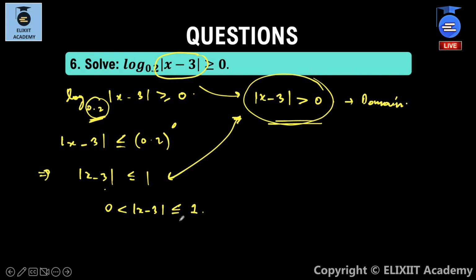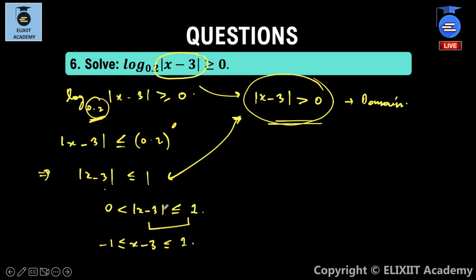Now these types of inequalities we have solved previously in basic mathematics. I hope you remember modulus inequality. Here we are not including 0. We are excluding 0. So mod of x minus 3 is less than or equal to 1. From this particular portion, what will we get? I hope you remember how we solve this. x minus 3 lies between minus 1 and 1.